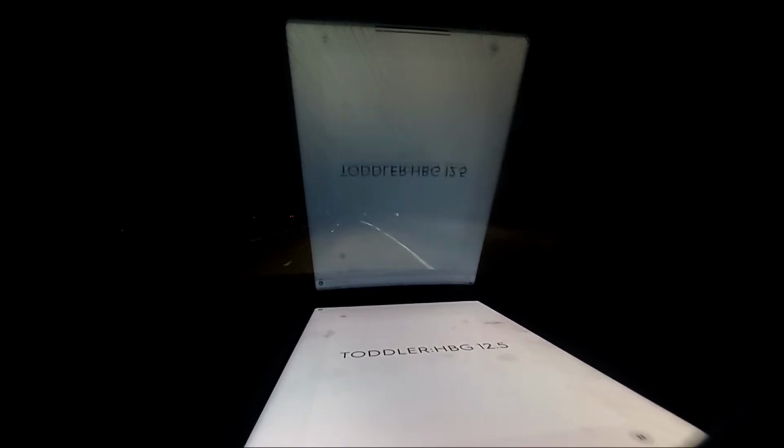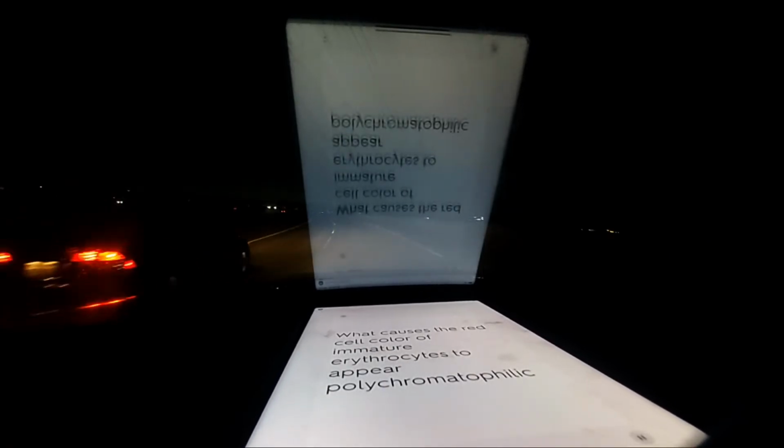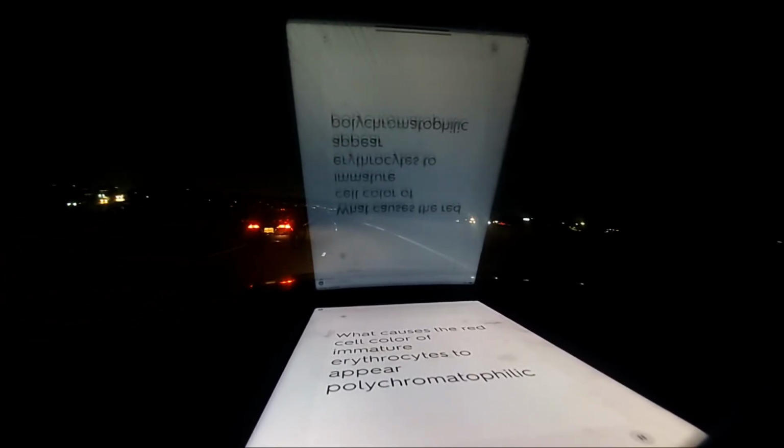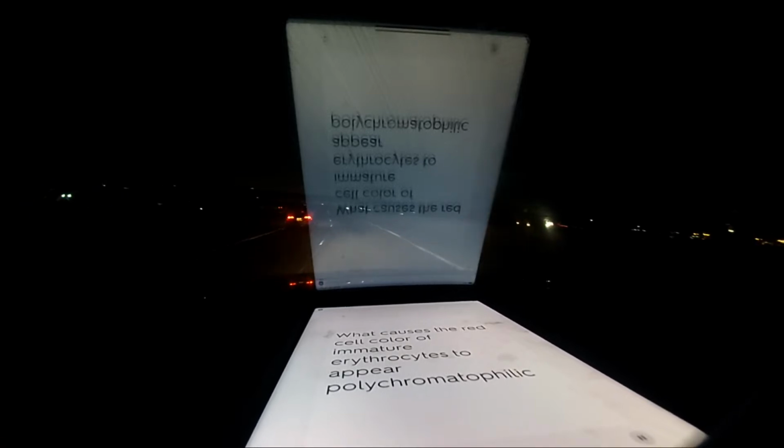Which of the following patients' lab results are not consistent with anemia? Toddler, Hgb 12.5. What causes the red cell color of immature erythrocytes to appear polychromatophilic? Residual RNA. Associated with secondary component. IgA.